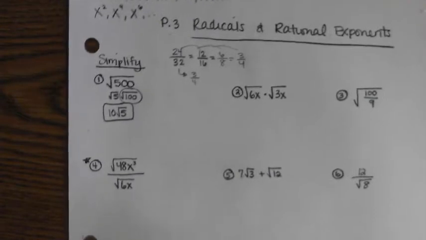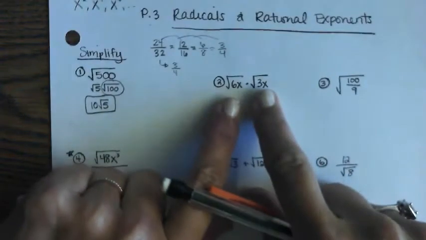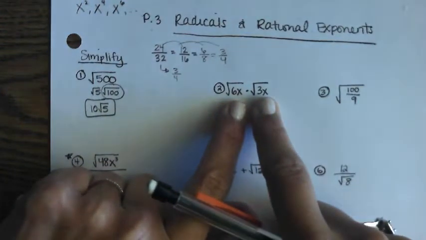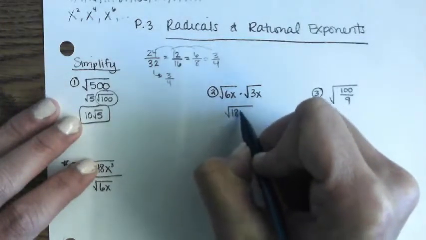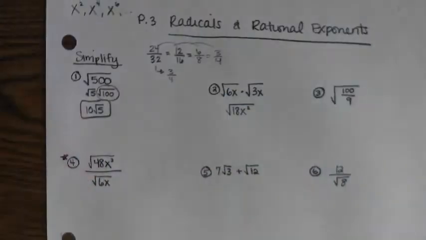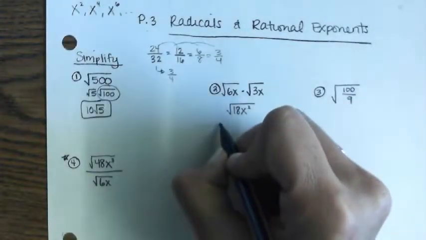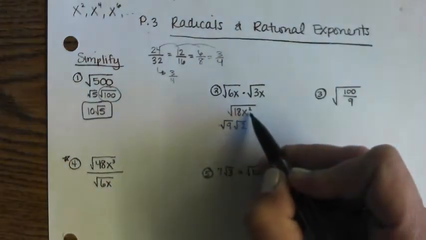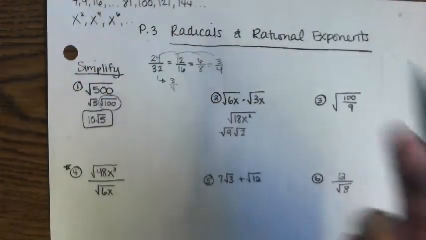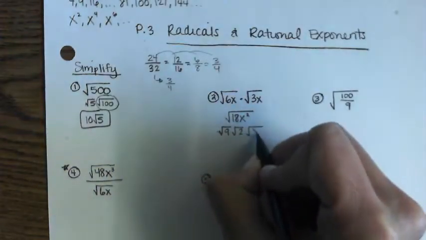Okay? When you're multiplying radicals, I recommend you multiply them first, then simplify. So root 6x times root 3x is going to be root 18x squared. And then the biggest perfect square that goes into 18 is 9. So we have root 9, root 2, and then x squared is on our perfect squares list, so we don't need to break that down at all. We're just going to leave that x squared.